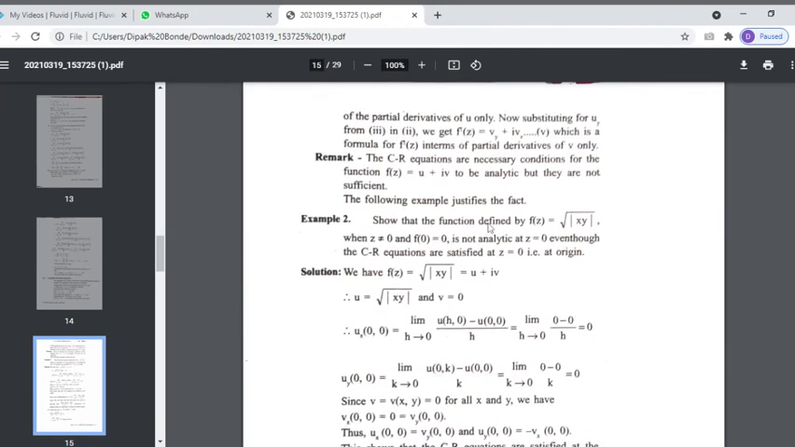Now show that this is an example of the converse of the above theorem, that is, show that the function defined by f(z) is equal to root of modulus of xy when z not equals 0, and f(z) is equal to 0 at z equal to 0, is not analytic at z is equal to 0 even though CR equations are satisfied.